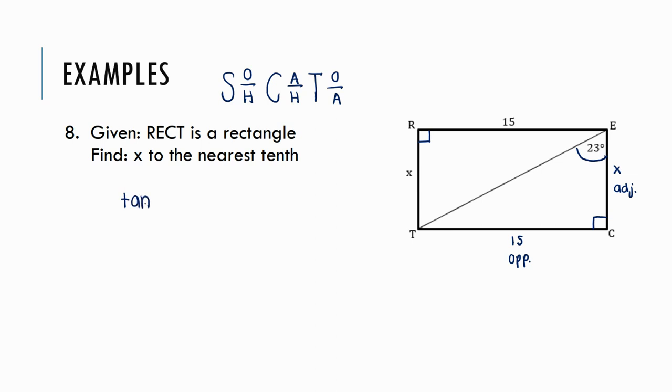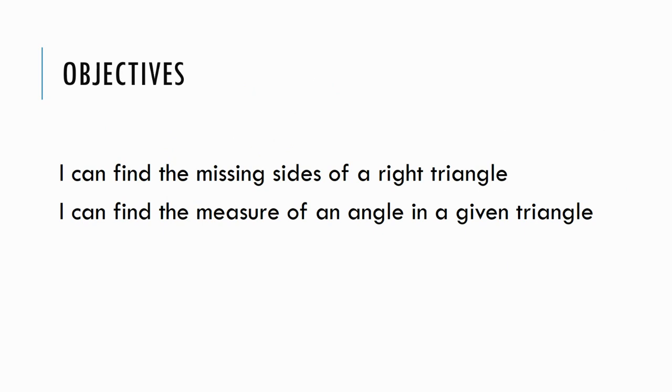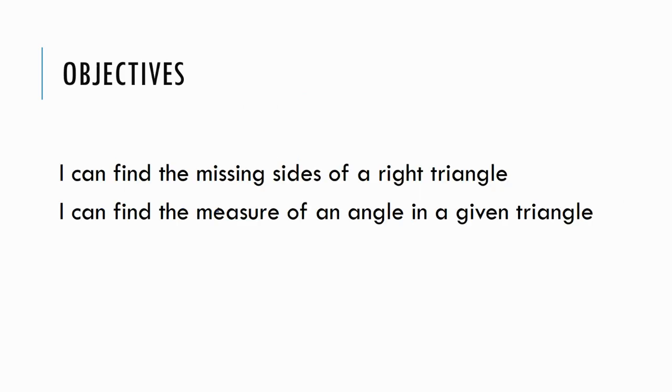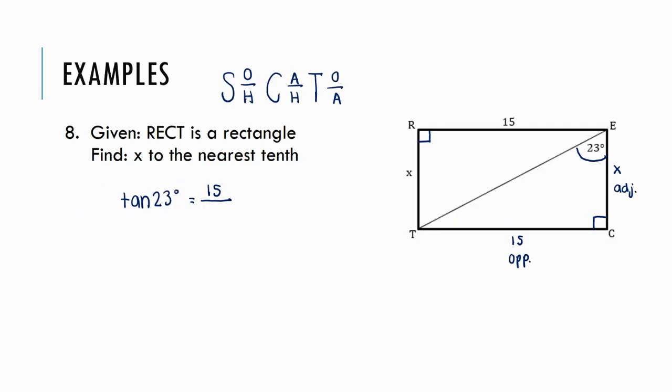So I'm setting it up as the tangent. Notice that we are dealing with the 23-degree angle. So tangent of 23 degrees is going to equal, once again, I want to do the opposite side, which is going to be the 15, over the adjacent side, which is x. So over x. All right, so now I want to start solving for x.